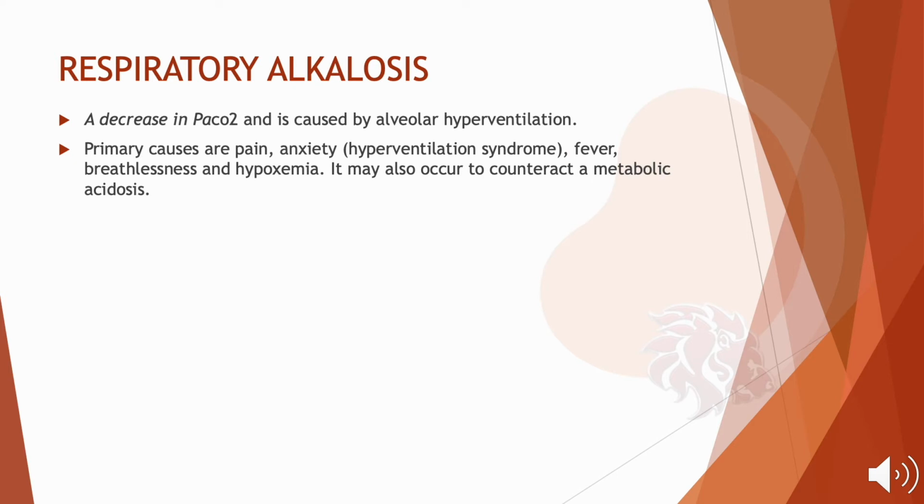Respiratory alkalosis. A respiratory alkalosis is a decrease in the partial pressure of carbon dioxide in the blood and is caused by alveolar hyperventilation. Primary causes are pain, anxiety, fever, breathlessness, and hypoxemia. It may also occur to counteract a metabolic acidosis.